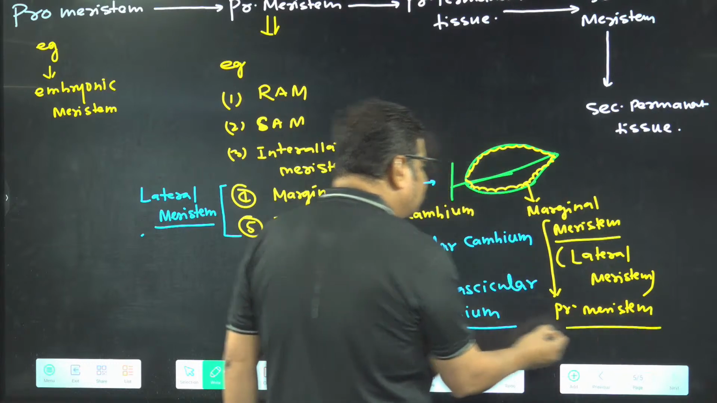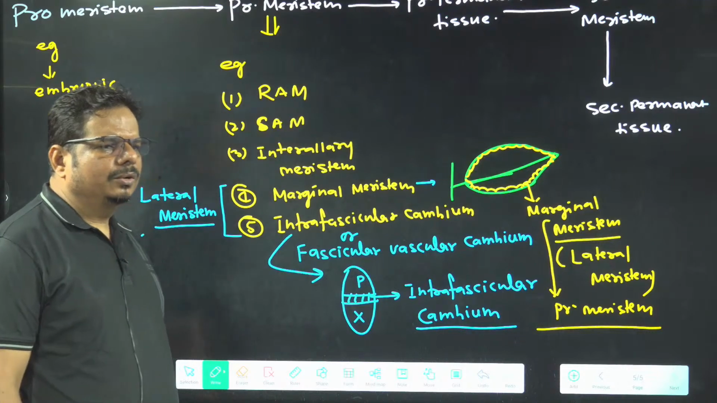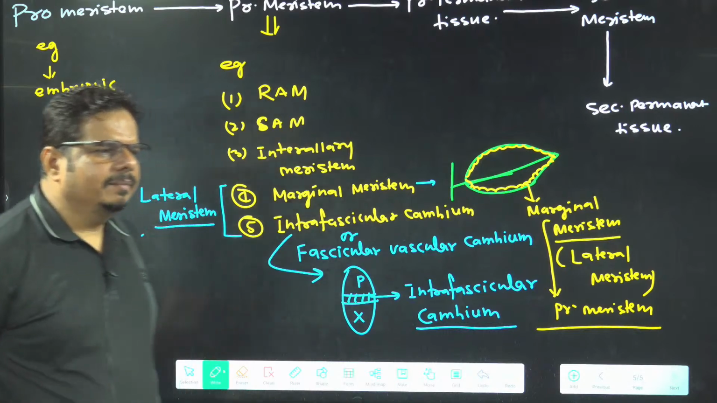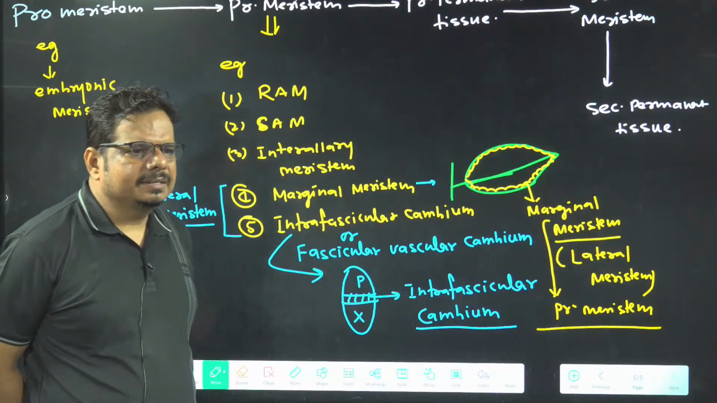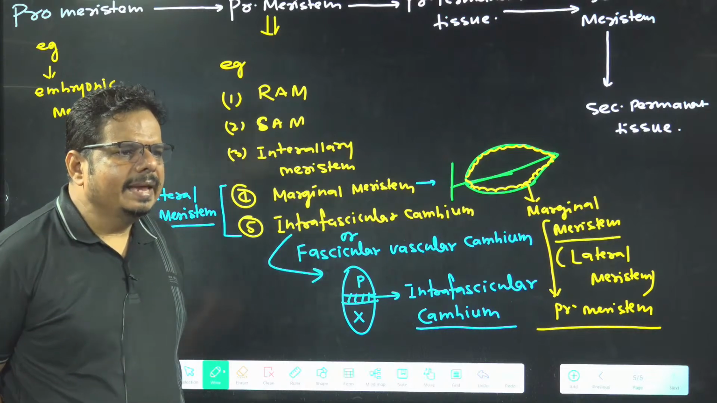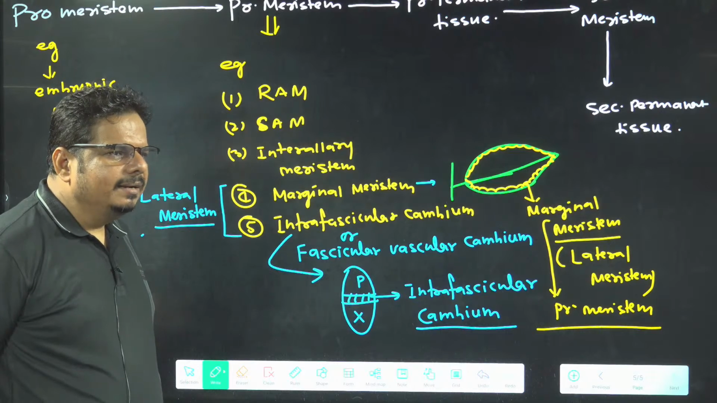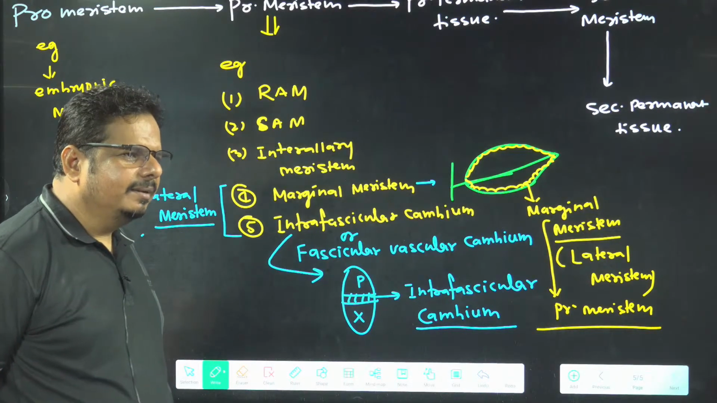So what are the two lateral meristems which are primary in origin? What are the names? Marginal meristem and what basically? Intrafascicular cambium. One is interfascicular cambium. Don't confuse with that. That is a secondary meristem.